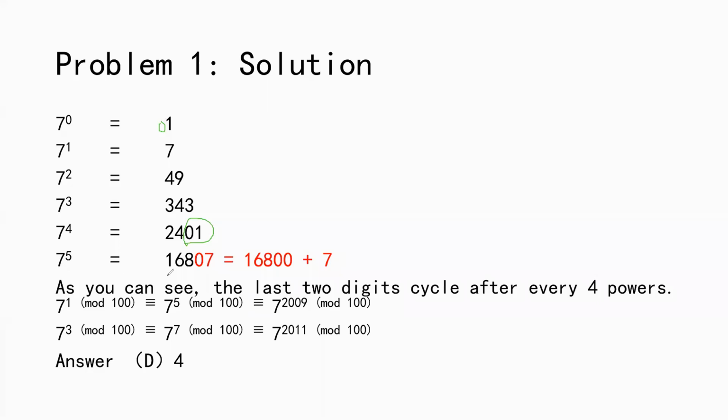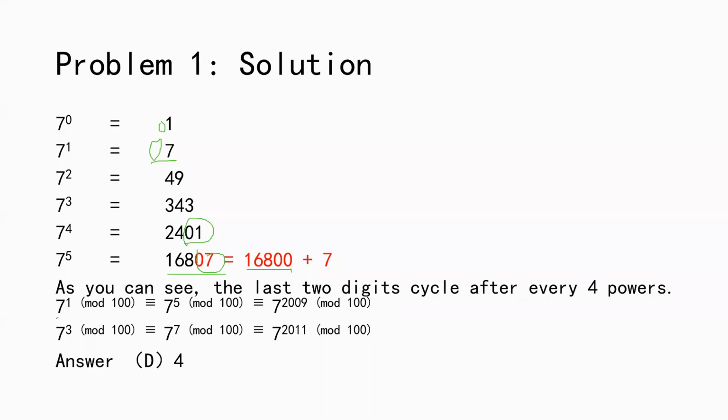And 7 to the power of 5 is 16807. You can see the last 2 digits are the same as this; you can put a 0 over here. So 5 equals 1, 4 equals 0. As you can see, the last 2 digits cycle after every 4 powers.